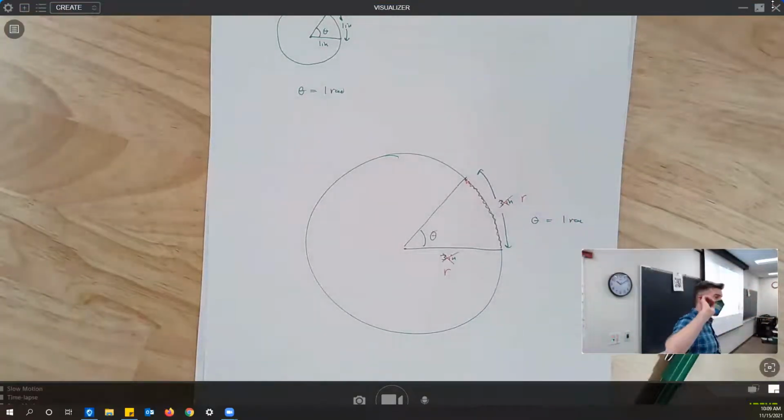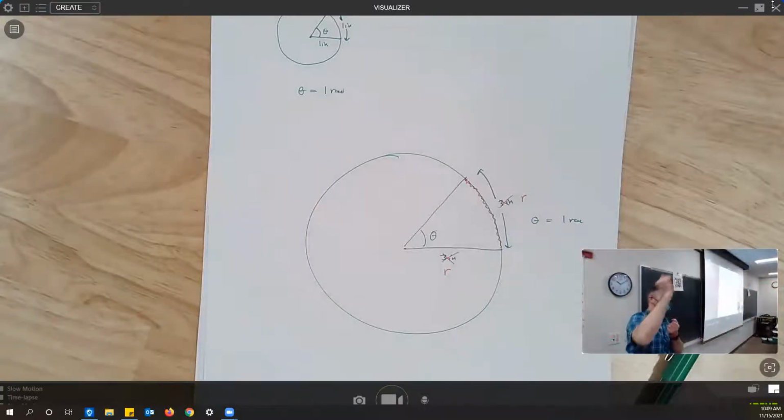So is the angle constant in whatever size circle? So 1 radian is the same in whatever size circle. Exactly what she's saying. Yes.